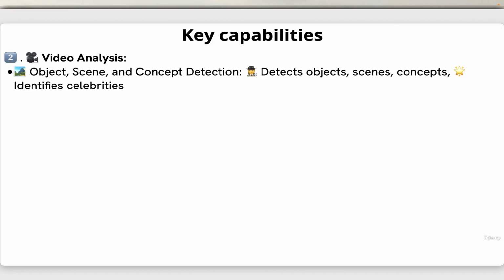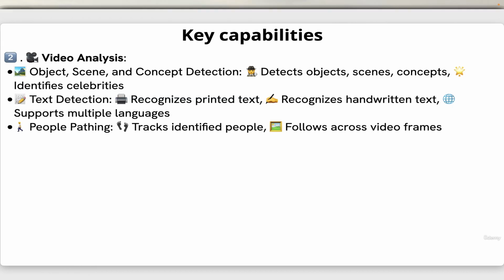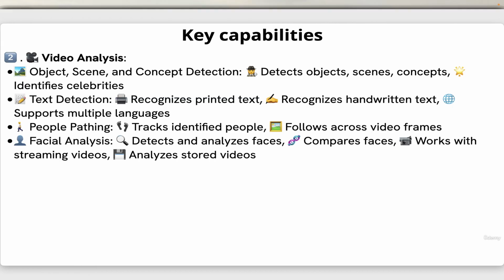Next, under video analysis, the key capabilities are object, scene, and concept detection. It can detect and classify objects, scenes, concepts, and celebrities in videos. Text detection. It can detect and recognize printed and handwritten text in videos in a variety of languages. People pathing. It can track identified people as they move across video frames. So this is especially useful in sports. Facial analysis. It can detect, analyze, and compare faces in streaming or stored videos.